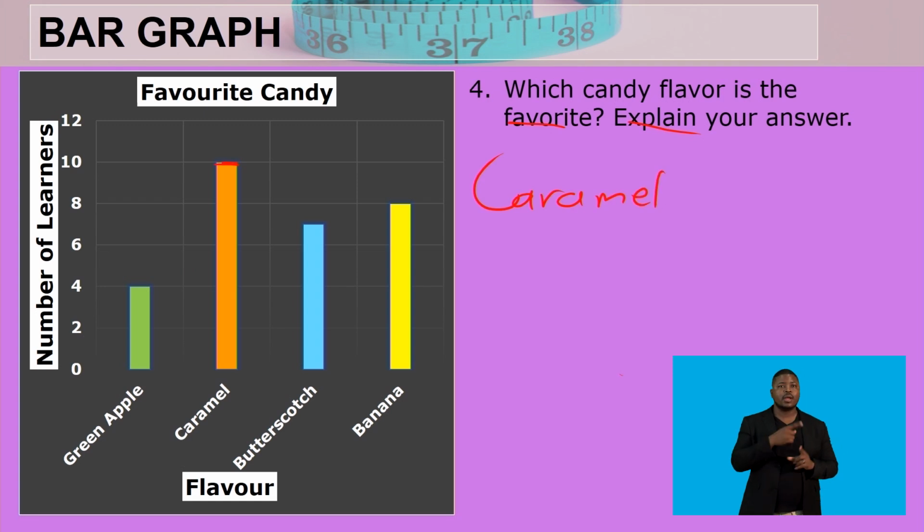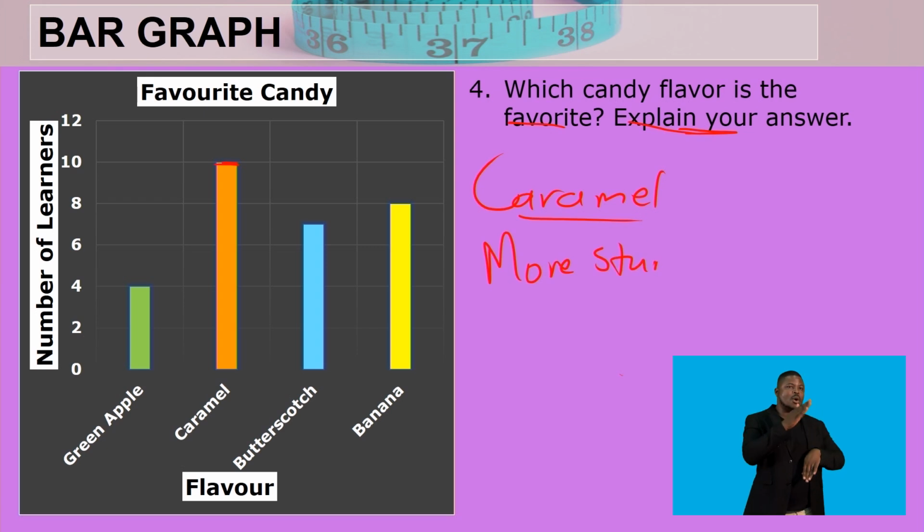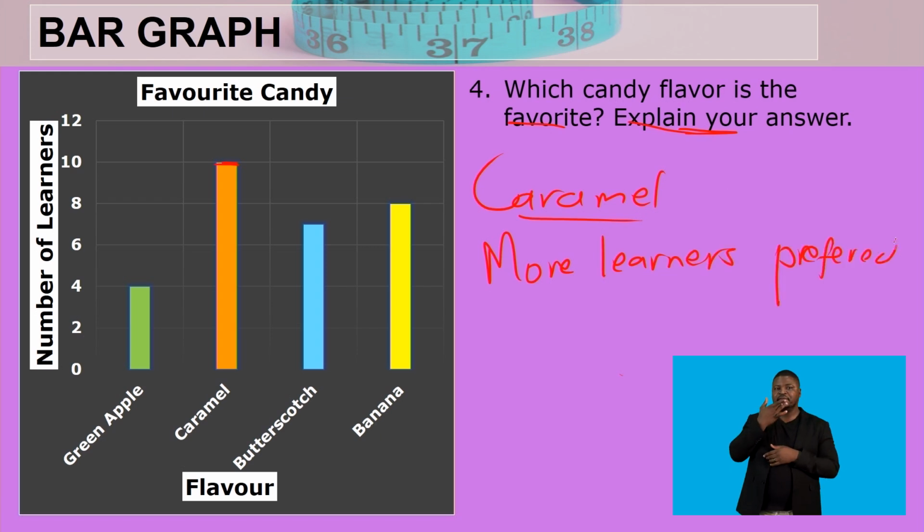So caramel was the favorite candy flavor. We're actually answering 2 questions. The first question was to indicate which flavor is the favorite. The next question was to explain why we say that. So caramel is the favorite. And why do we say it's caramel? It's because it had more learners preferring it than all the other flavors. So when we write it, we'll say: more learners preferred caramel than other flavors.